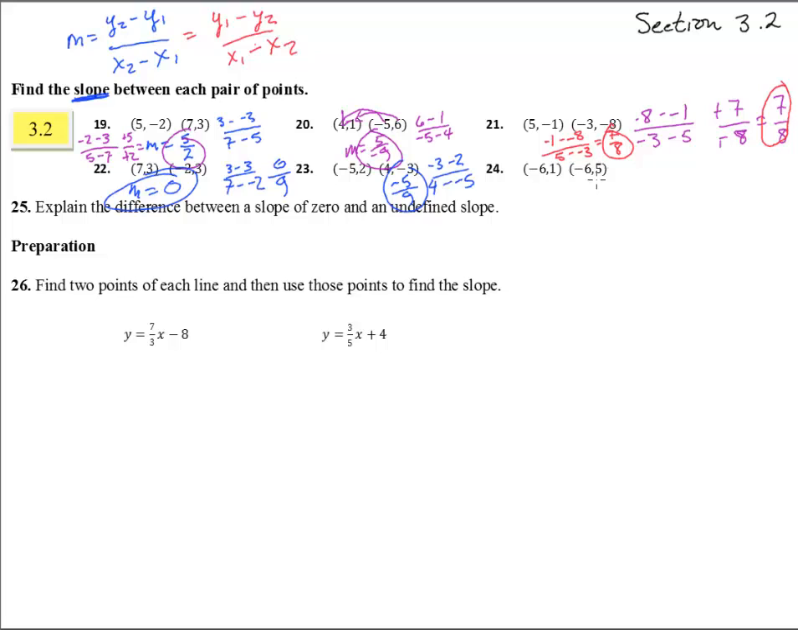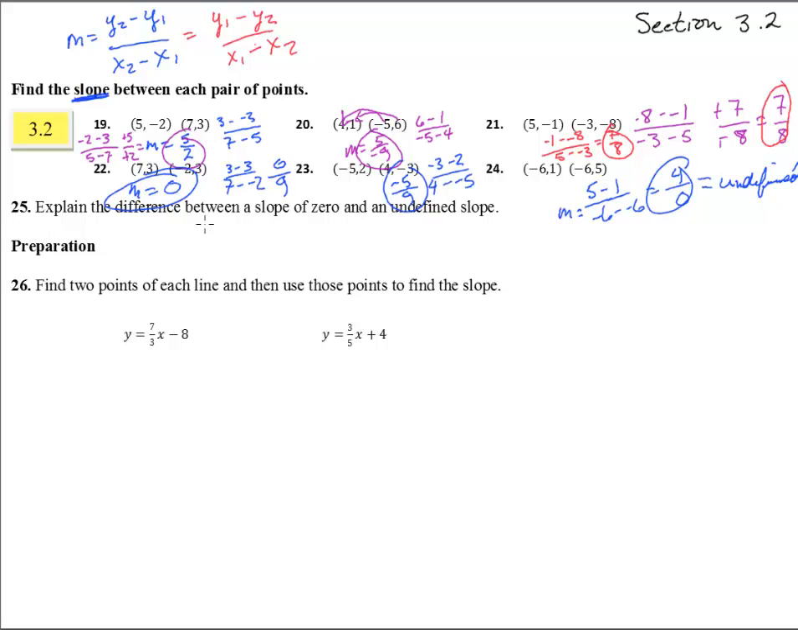Here we have 5 minus 1 over negative 6 minus negative 6. This is 4 over 0. And if you try plugging that into the calculator, you are going to get an error. This is undefined. There we have it. Undefined. Absolutely. 4 divided by 0 doesn't happen. This is an undefined slope.